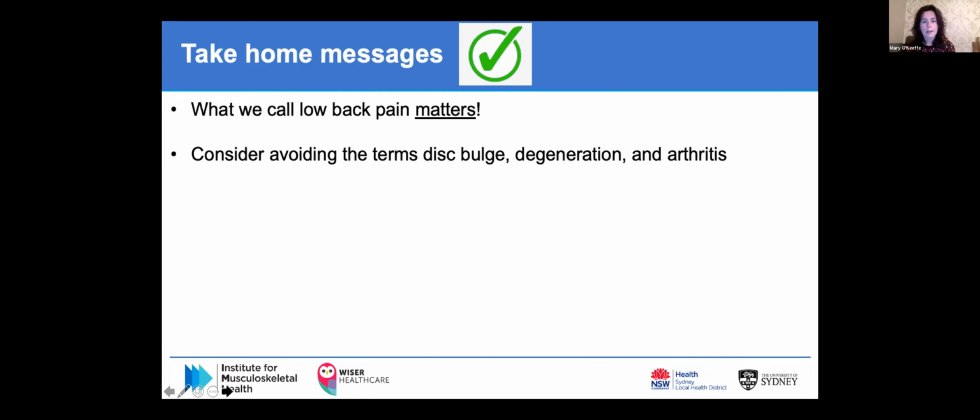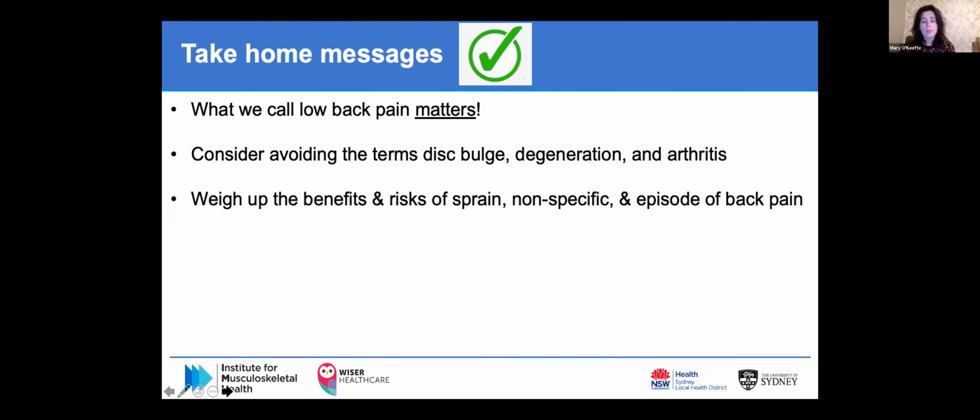Consider avoiding terms like disc bulge, degeneration, and arthritic labels. Really check your language to make sure that you're not using labels that might have downsides. On a clinical level, weigh up the benefits and risks of using different labels. As I've said, sprain might be good for some people that have acute back pain that can recall a very physical trigger. But for people with persistent back pain or people that can't recall a physical trigger, it might not be helpful. Non-specific might not be a term that's nice for some people. So you might need to work around that.